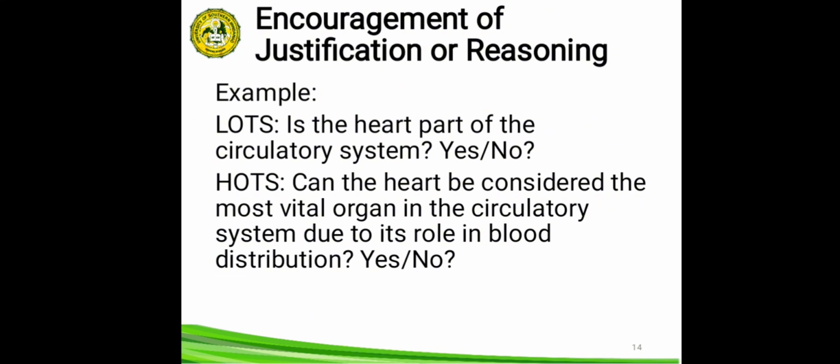It is the same with higher order thinking skills, but we can replace the yes or no with an agree or disagree. At the same time, we can also add a why question for us to encourage our students to justify their answer and to reason out.